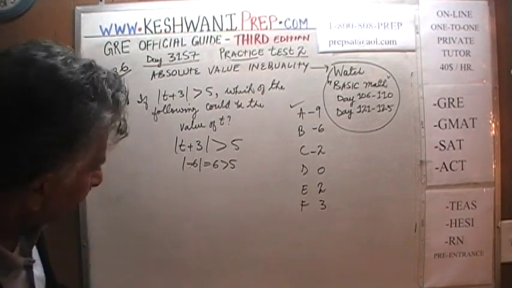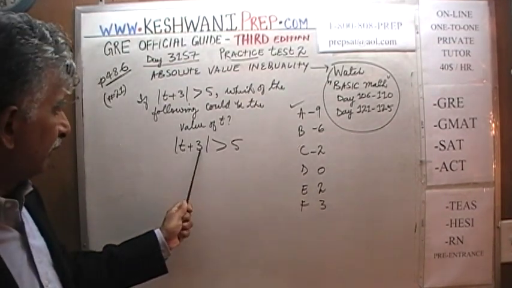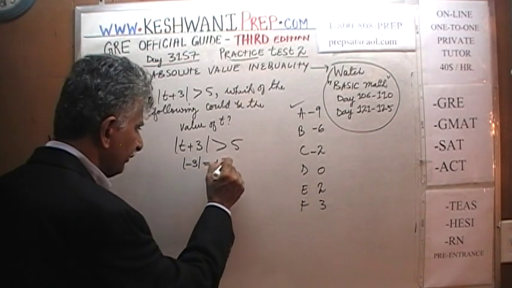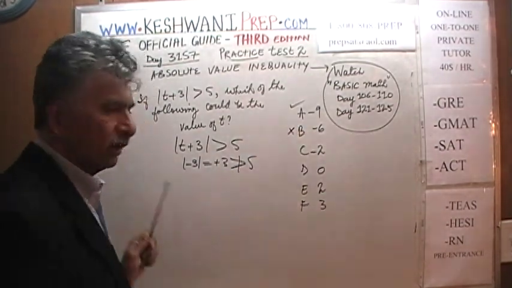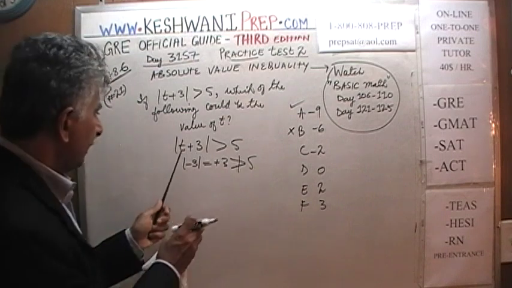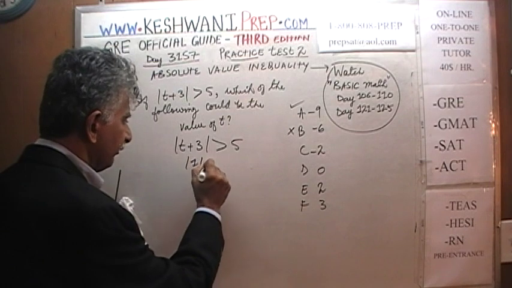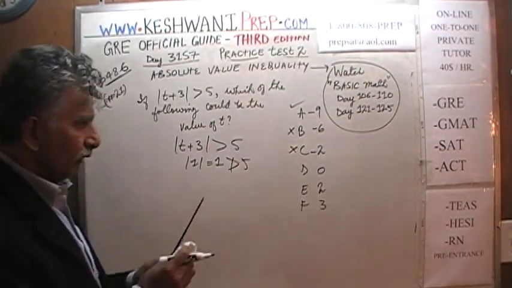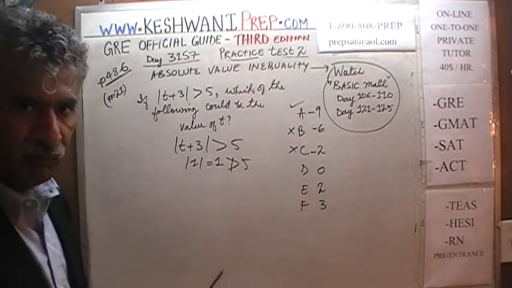On the other hand, if you put in negative 6, negative 6 and a positive 3 will give us negative 3, and absolute value of negative 3 is positive 3, and positive 3 is not more than 5, so we know B does not work. If you put in negative 2 and a positive 3, that will give us positive 1, and absolute value of positive 1 is just 1, which is not greater than 5, so we know C doesn't work, and so on and so forth. Just keep on going until you find all the ones that work. So that's one way of doing it.